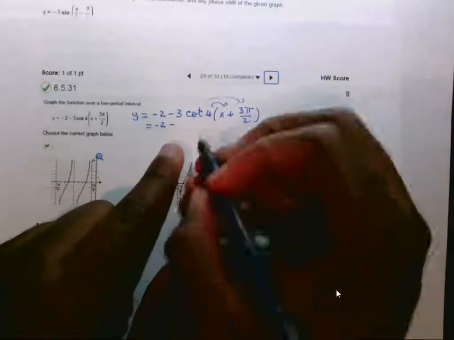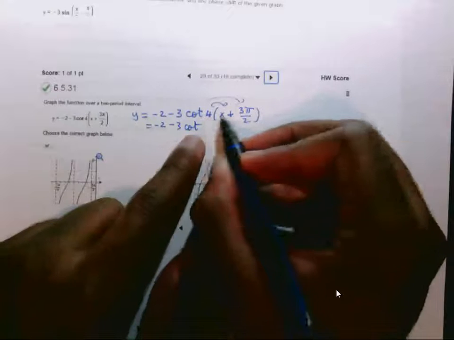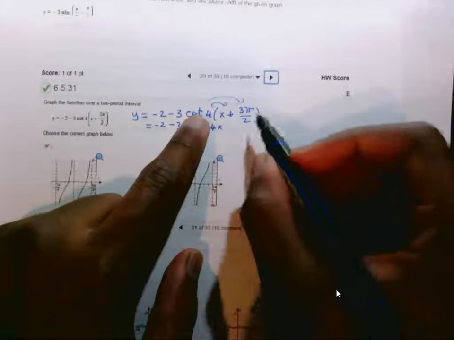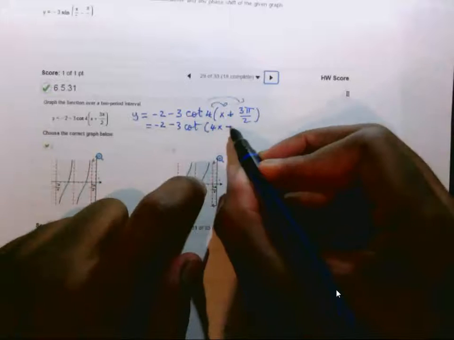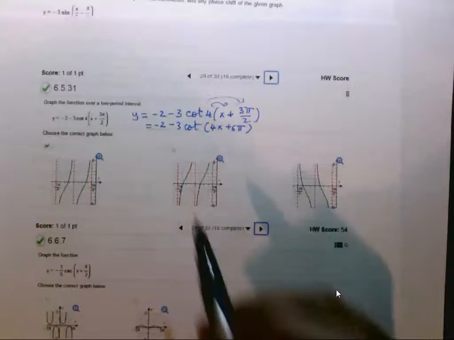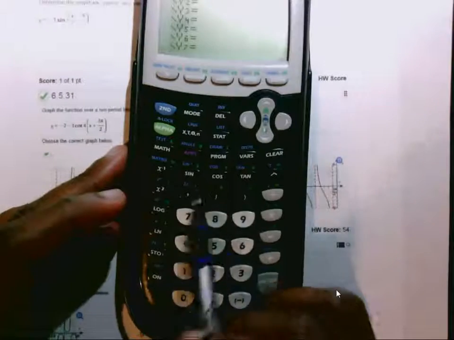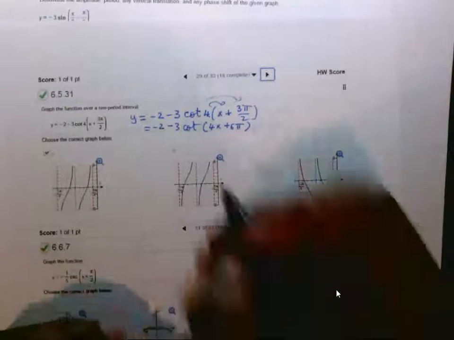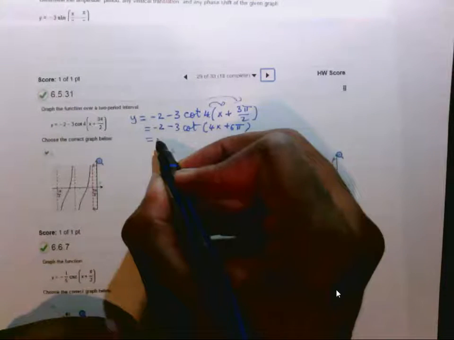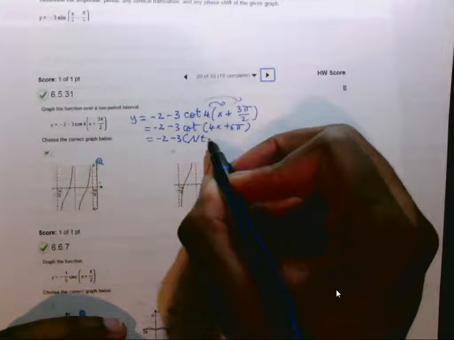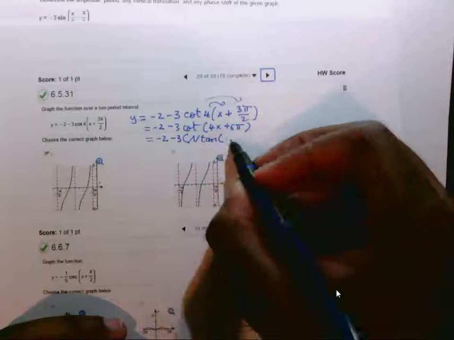So negative 3 cotangent, I distribute the 4, I get 4x, and then 4 times 3 is 12, 12 divided by 2 is 6, so plus 6 pi. So that's what I get. But I know that this calculator, as you can see here, doesn't have any cotangent button. But you know that there is a relationship between tangent and cotangent. Cotangent is 1 over tangent, so I can rewrite this one as negative 2, negative 3, parenthesis, 1 divided by tangent of, and then I copy whatever is inside in here.